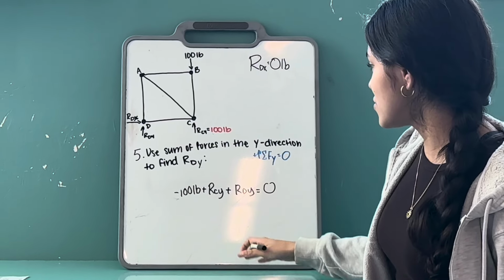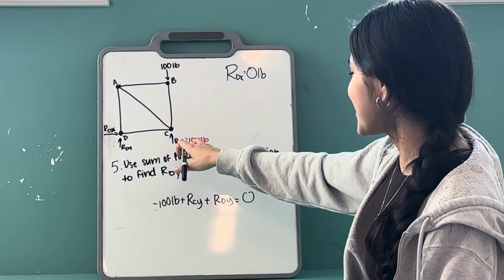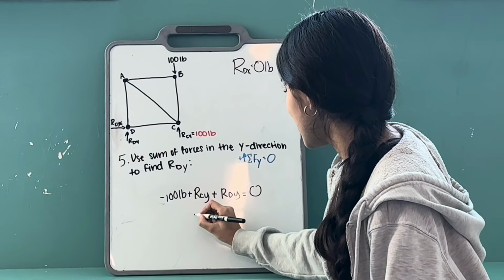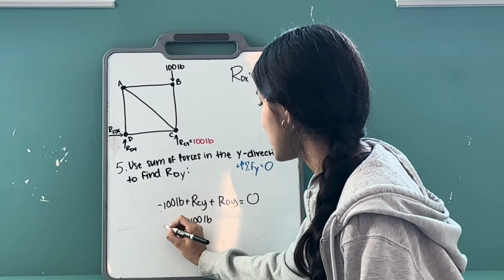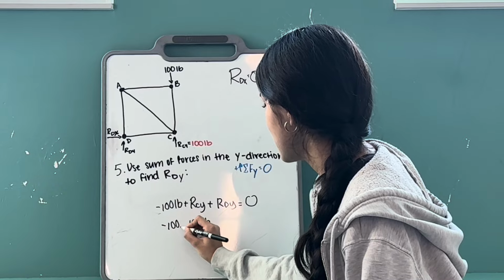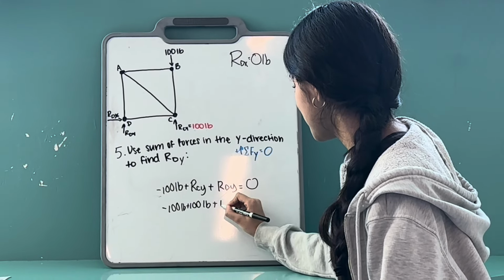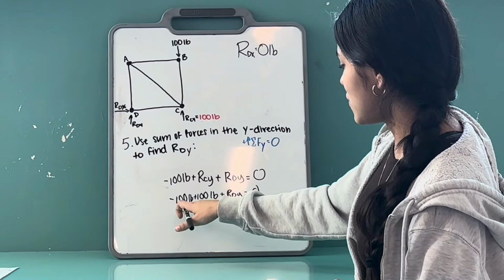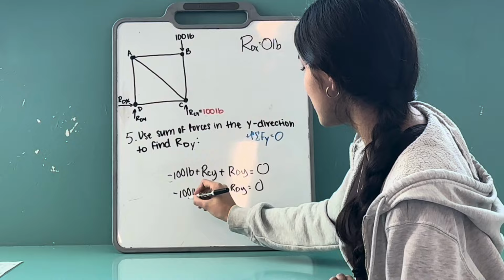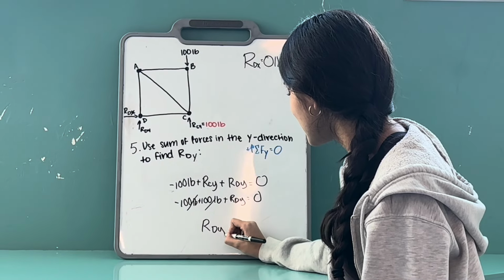Then you replace the things you already know. For example, you already know RCY is 100 pounds, so you replace that with 100 pounds. You carry down the negative 100 and bring down the RDY, and you set that equal to 0. The negative 100 pounds and the 100 pounds cancel out, so the only thing you're left with is RDY equals 0.